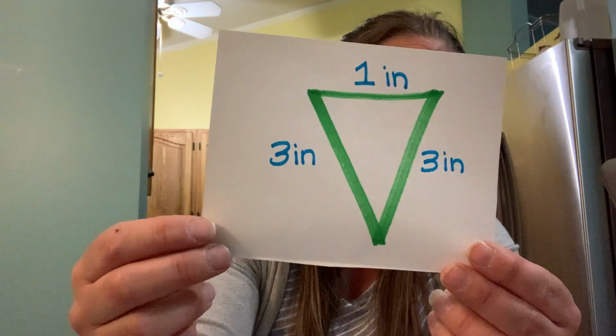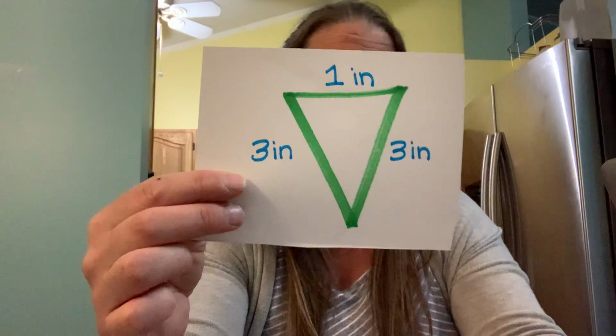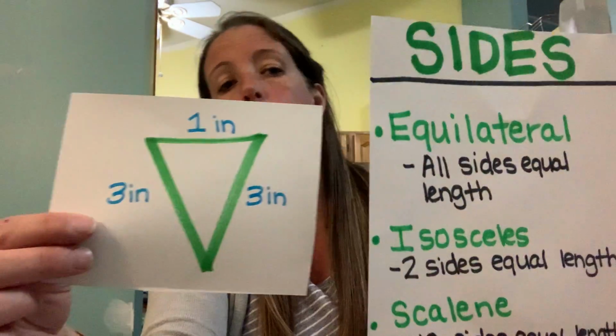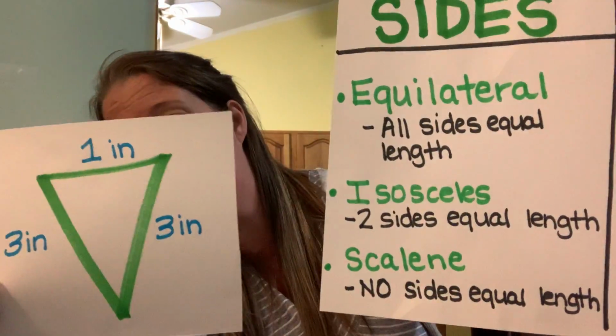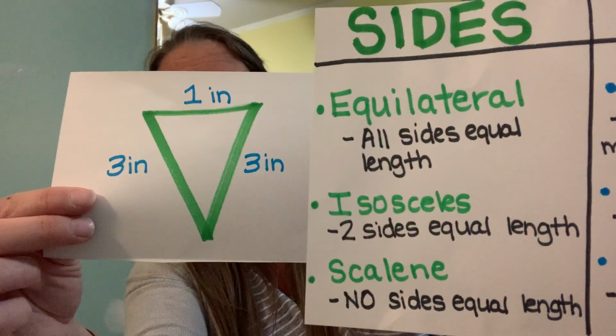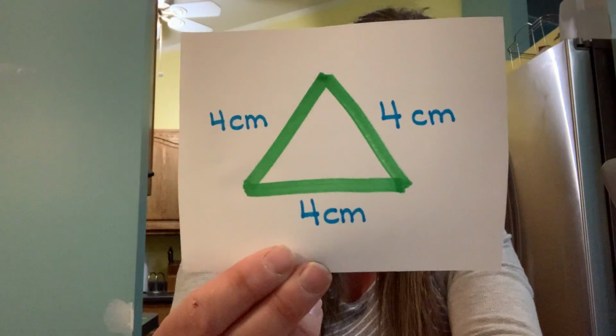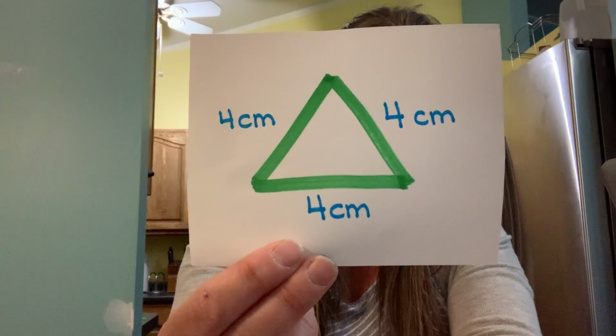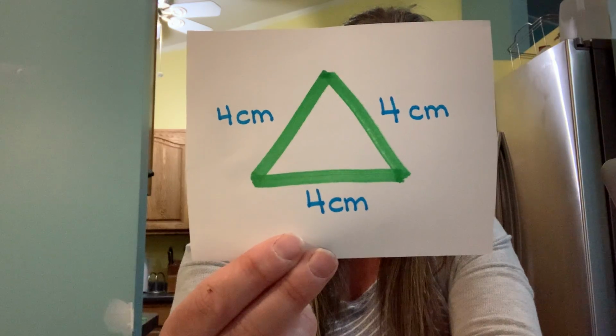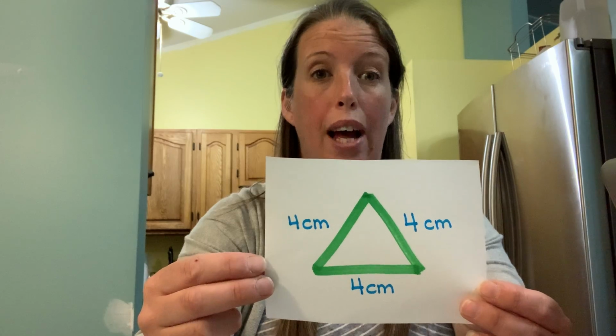All right, try this one. I have 1 inch on the top, 3 inches and 3 inches on the side. So how would you name this triangle? And hopefully you said 2 are the same. I have 2 eyes, so isosceles. Great. And how about this one? 4 centimeters, 4 centimeters, and 4 centimeters. Since all of my sides are equal, I can call this an equilateral triangle.